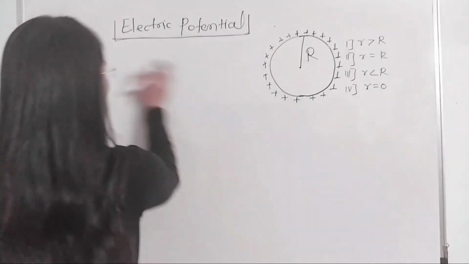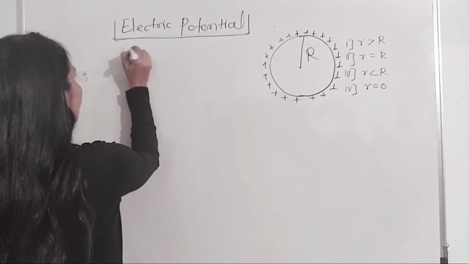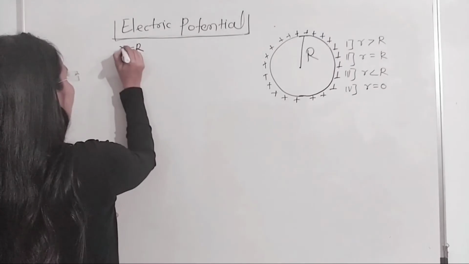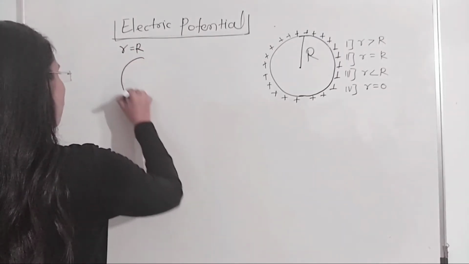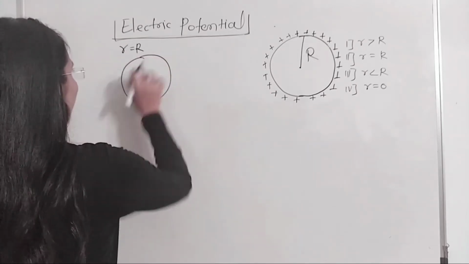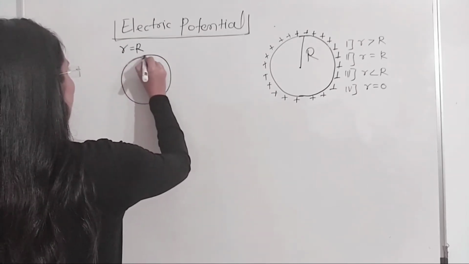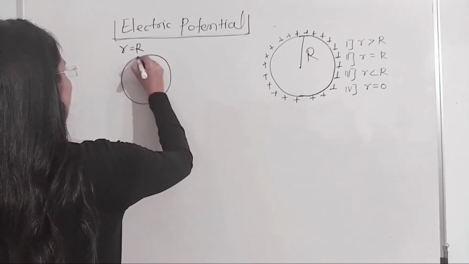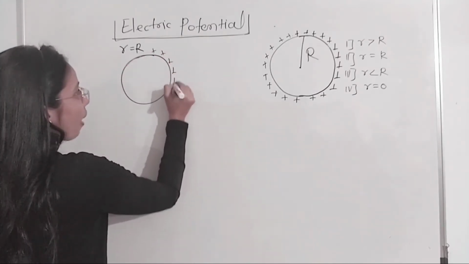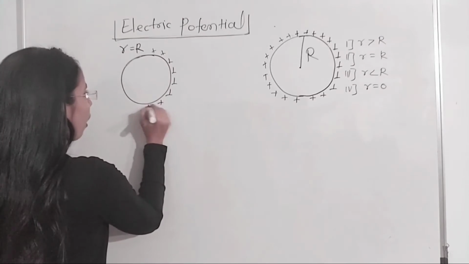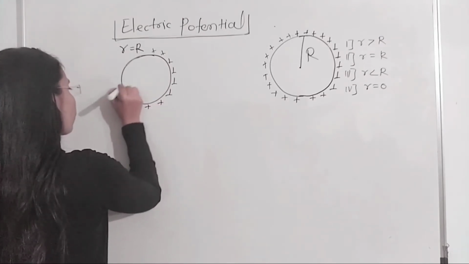The next case is when r is equal to capital R. Suppose this is our hollow sphere, and the plus q charge resides on the surface of that hollow sphere.